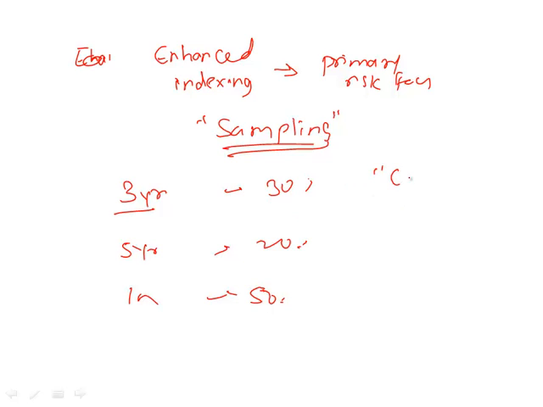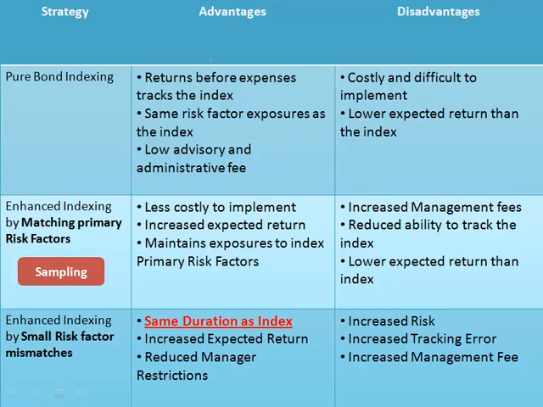And the method they use here is called cell matching. Again, there are sophisticated software packages available to do that, but cell matching means creating multiple cells in such a way that your proportion is exactly the same. What are the advantages here? Less costly to implement, less costly in terms of transaction cost, increased expected return.